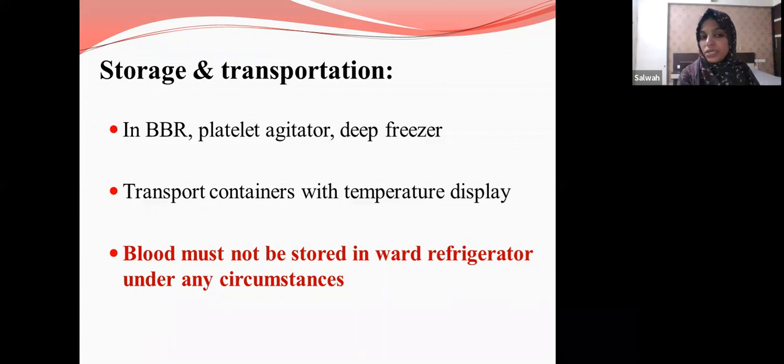We are keeping it at room temperature, and it is kept in a separate device called platelet agitator. That is, the platelet is always in a continuous agitated motion to prevent platelet clumping. Then the plasma, fresh frozen plasma, is always kept in deep freezer. It can be kept up to 1 year. And platelet has a very short shelf life, that is 5 days only.